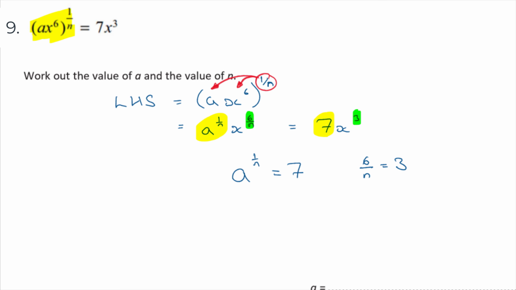Now, that second one looks easier to solve to me. Multiplying both sides through by n, I'm going to get 6 is equal to 3n, and then dividing both sides by 3, I'm going to get n is equal to 2. Okay, so once I know that, I can sub it into the other half, and I can say a to the power of a half is equal to 7. So to get a, I'm going to have to square both sides, aren't I? So if I square that and square that, I get a is equal to 7 squared, which is 49. Okay, so that means a is 49 and n is 2.